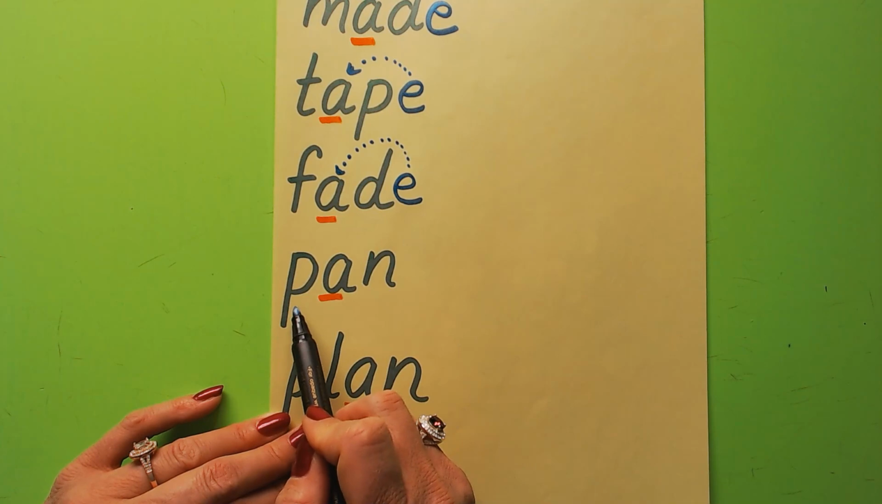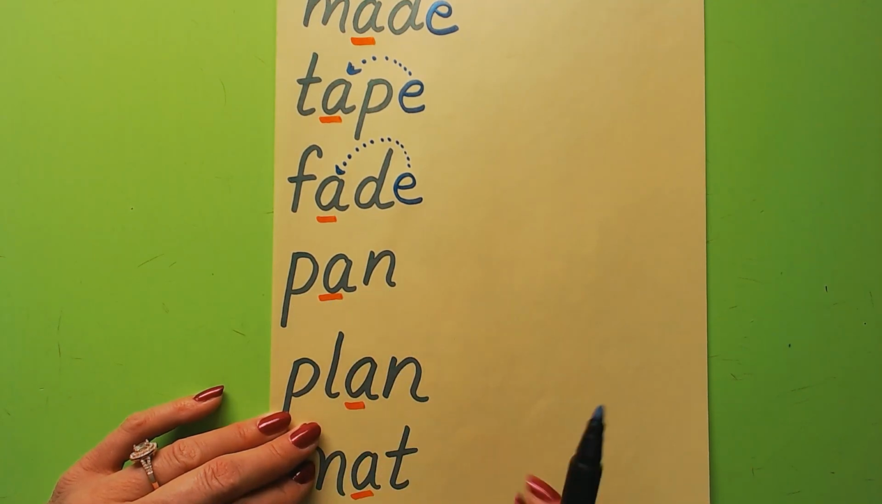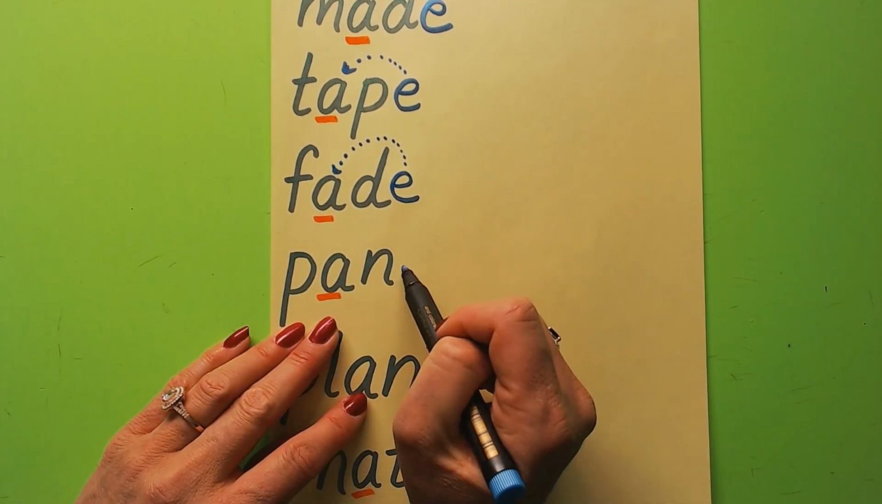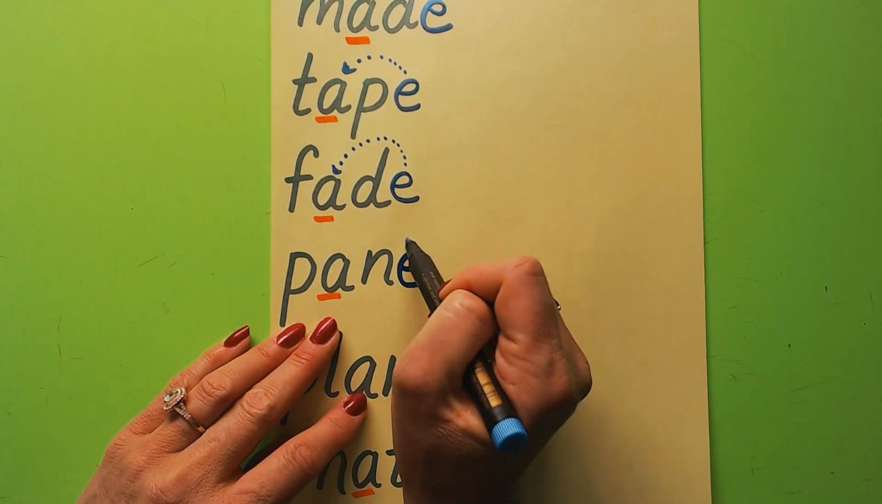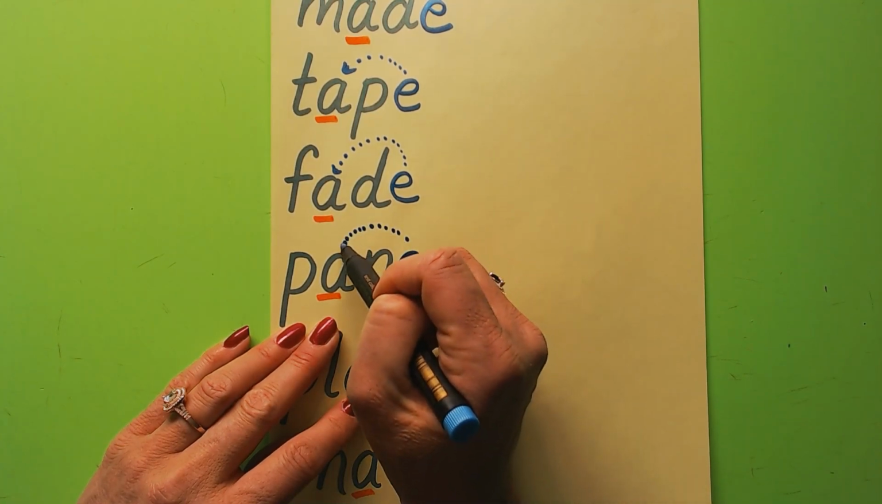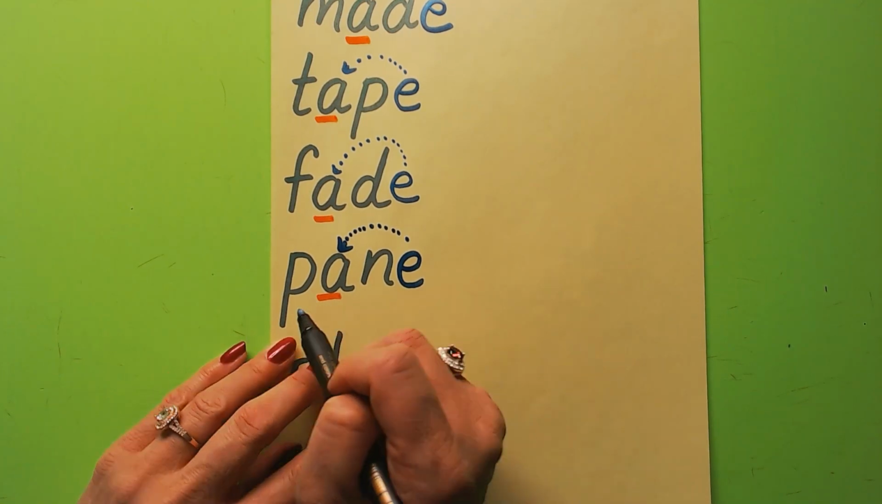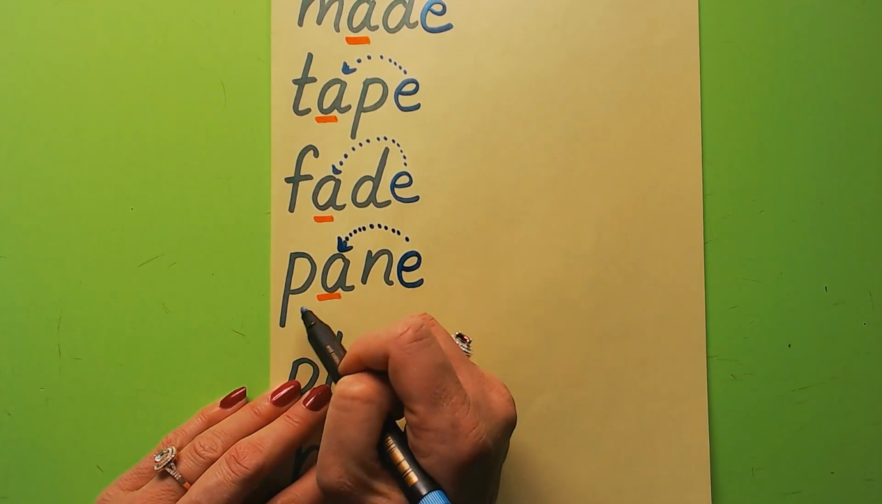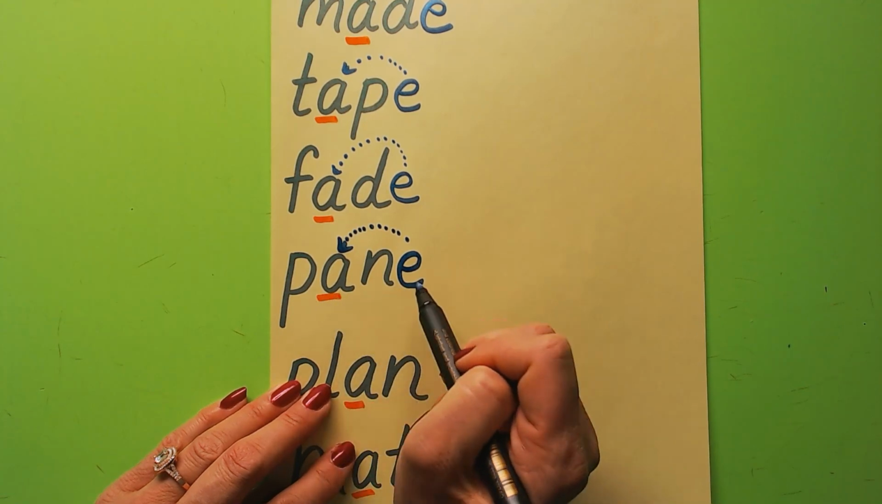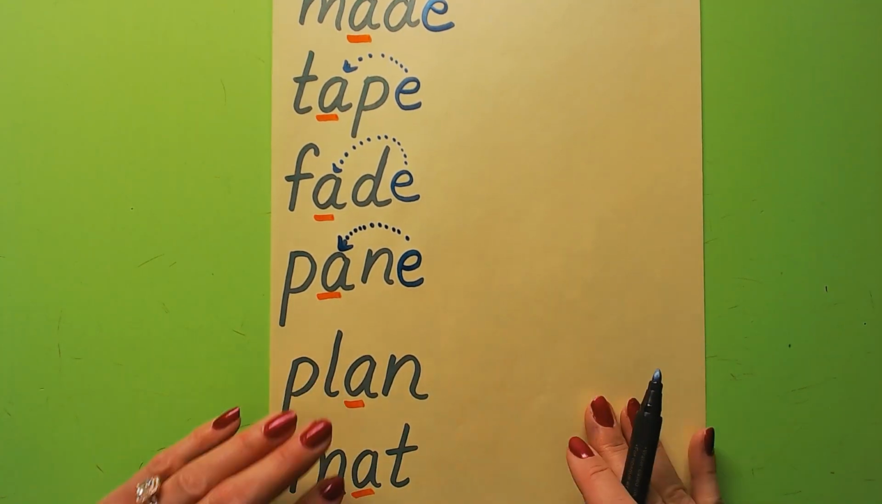Okay, next one. Pan. Like a frying pan. Let's add an evil E. He looks for the vowels. Tell me your name. A. Pane. Okay, let's do the next one.